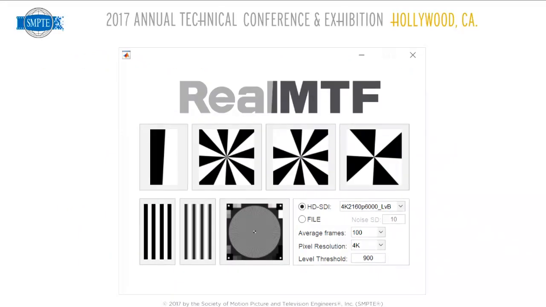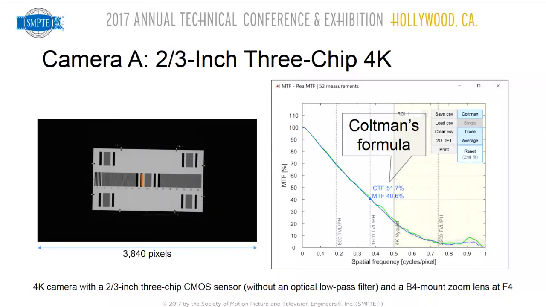And this is the startup window of the software. And I would introduce some measurement results of several cameras. I use now a 2/3 inch 3-chip 4K camera, and I use the Omega cycle chart, but I use just this edge, not the square pattern, to measure the MTF, and I obtained this MTF curve, a very excellent curve. The CTF is 51.7% at 1600 TV lines per picture height. This is excellent. And this CTF value can be computed by using the Coltman's formula.